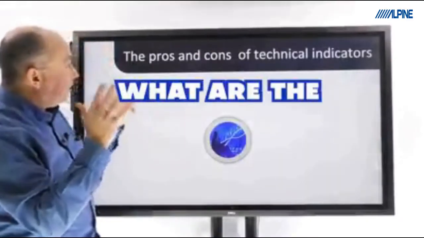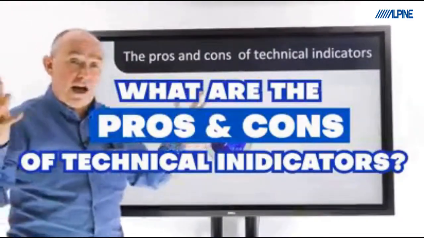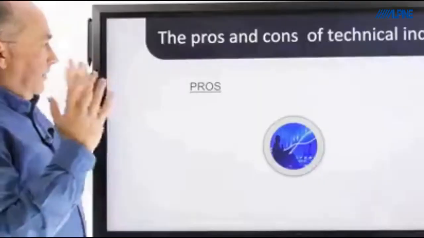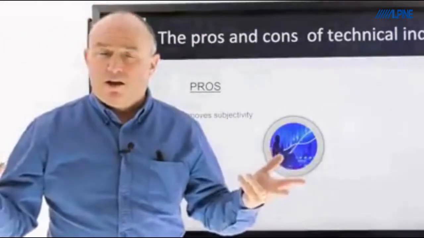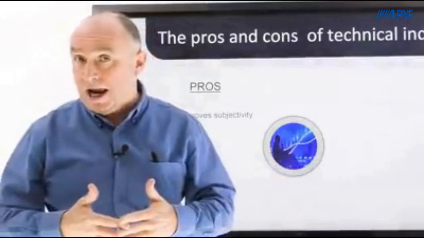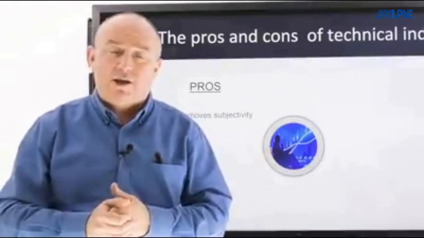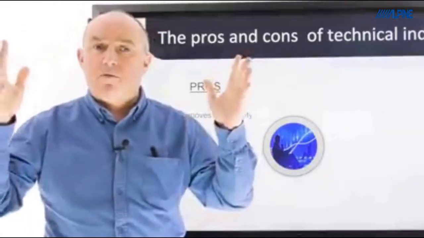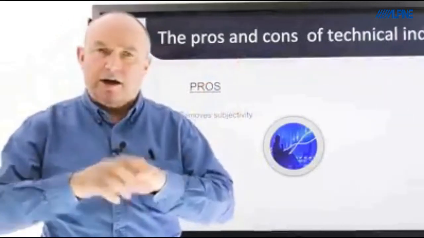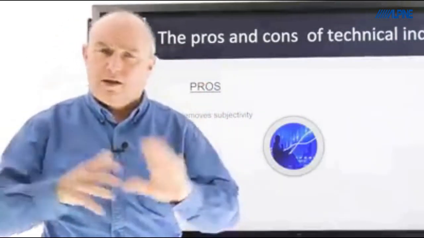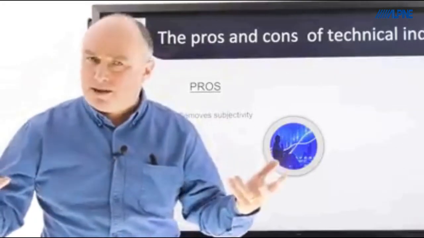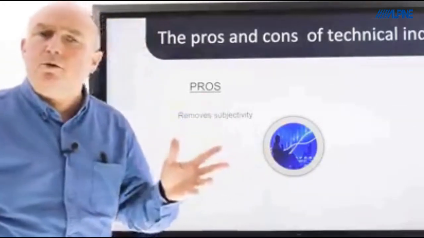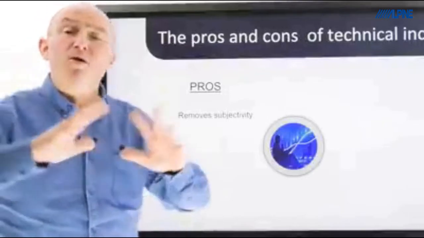So what are the pros and cons of technical indicators? The pros first, it removes subjectivity. As I say, when you're trading, you should always have reasons to enter a trade. Any trader that's sitting there just looking at a chart and saying, I think it's overbought, I think it's oversold, I think it's going up, I think it's going down, I think that this is going too high, this is going too low, there's nothing in that. There's too much subjectivity going in there.